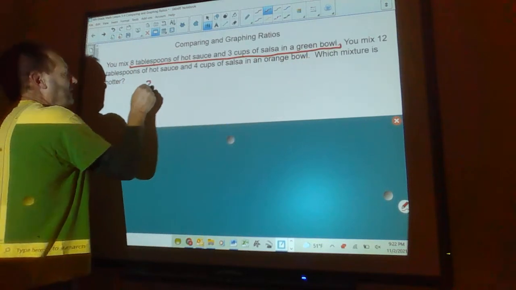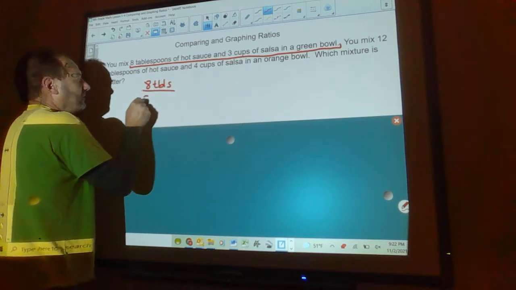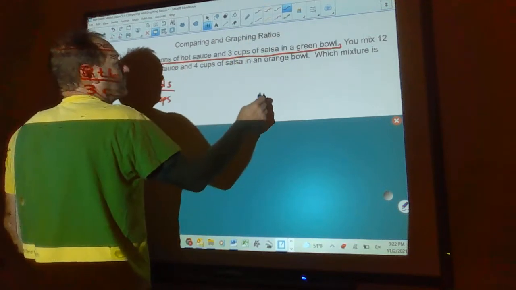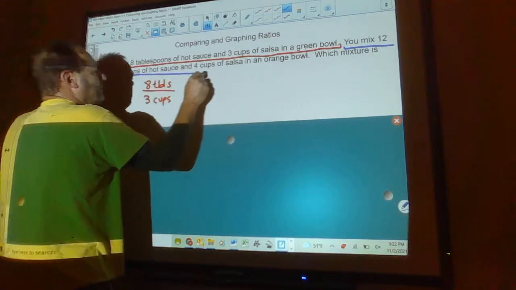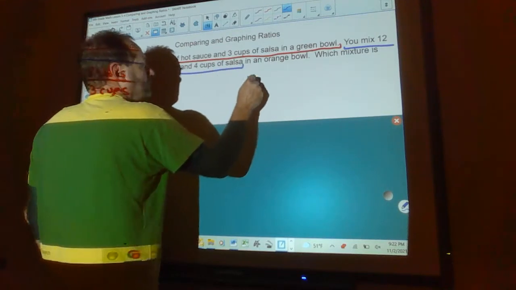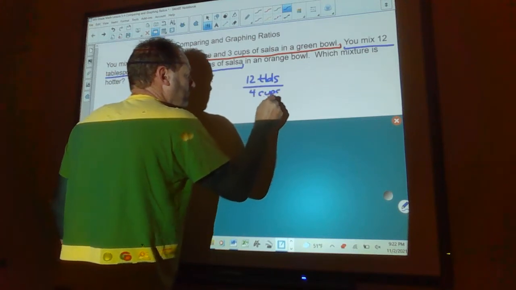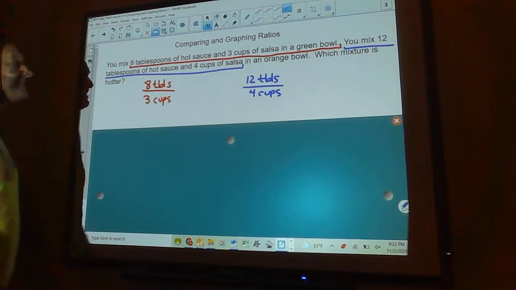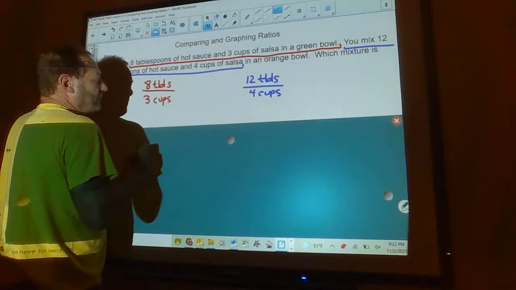Okay, we've got 8 tablespoons, which we're going to abbreviate like this, to 3 cups. And then over here, we've got 12 tablespoons to 4 cups. Now, it's hard to compare these at this point, so what we want to try to do is get a common denominator for these. So 3 and 4 are the denominators.